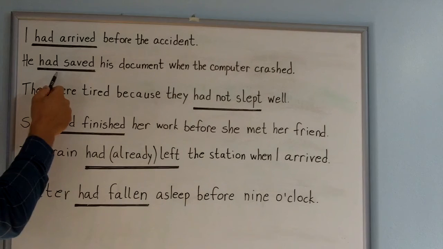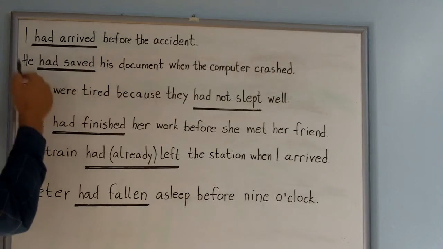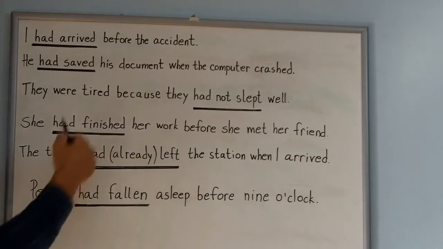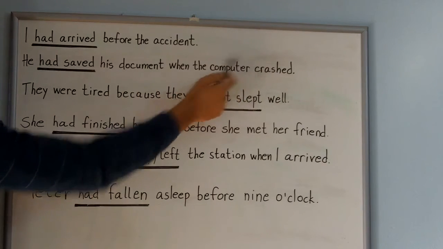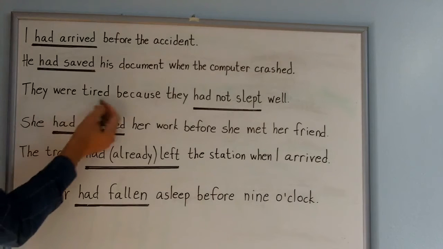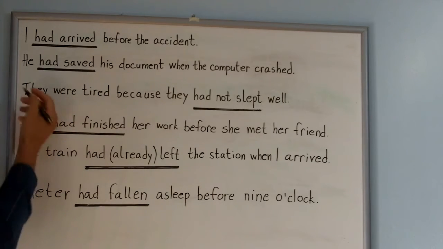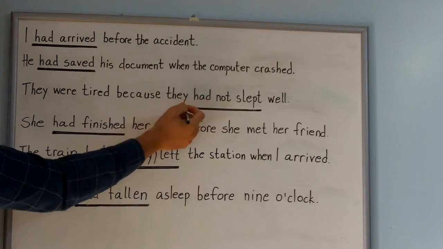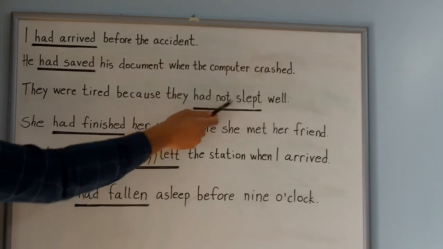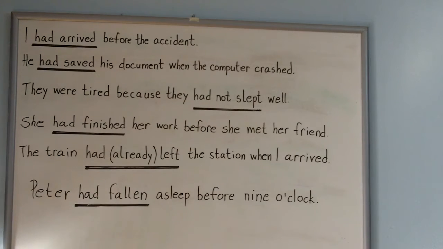Remember that the first action is with the verb in the past perfect simple, and the action that follows it is with the verb in the past simple. They were tired because they had not slept well. They were tired is what happened as a result of the action. They had not slept well. Had not slept is the negative form of the verb.